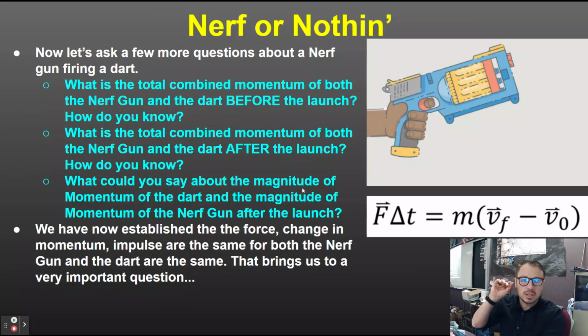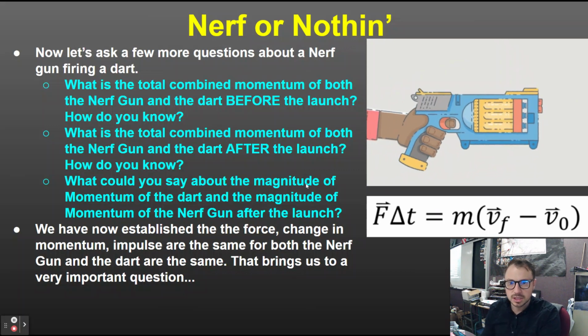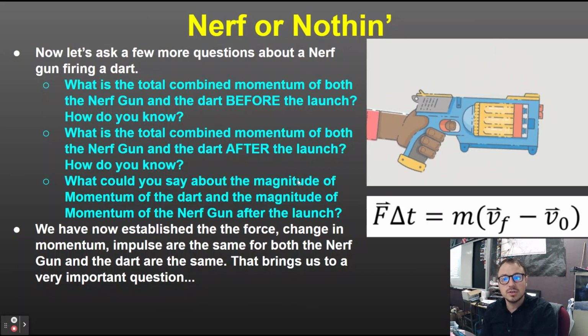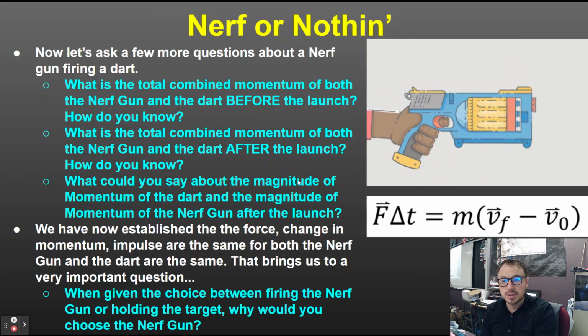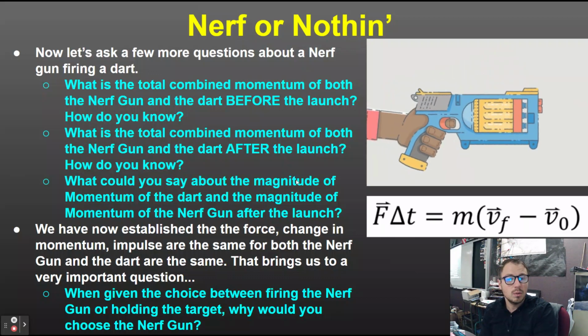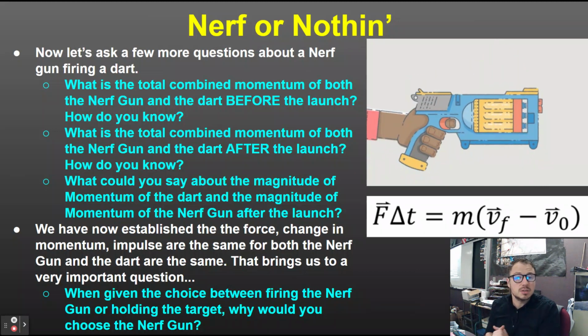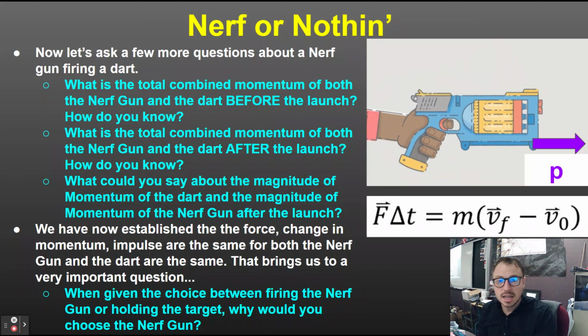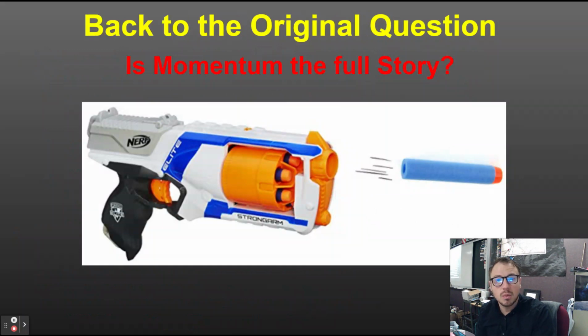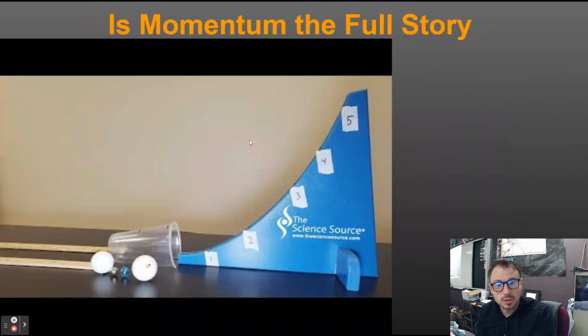So we've now established that the force, change in momentum, and impulse are the same for both the Nerf gun and the Nerf dart. They're the same. That brings us to an important question. Why is it that you don't want to get hit with the dart, but the recoil from the gun isn't as bad, right? Why is that? So the big question is, why is momentum not the full story, right?